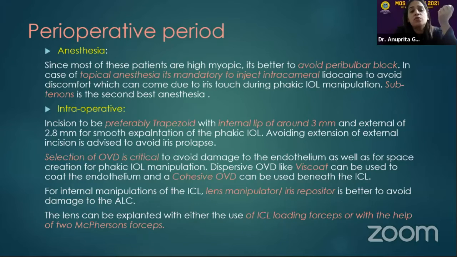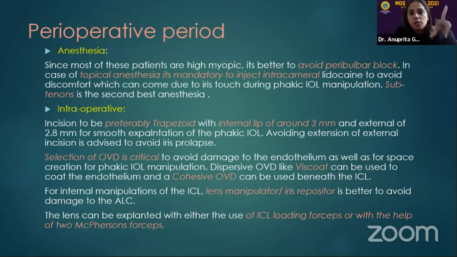Selection of viscoelastics is also very critical to avoid damage to the endothelium, as well as for the space creation for phakic IOL manipulation. So what I do is I inject Viscoat above and I inject sodium hyaluronate, a cohesive visco, beneath the ICL, so I get good manipulative distance inside.